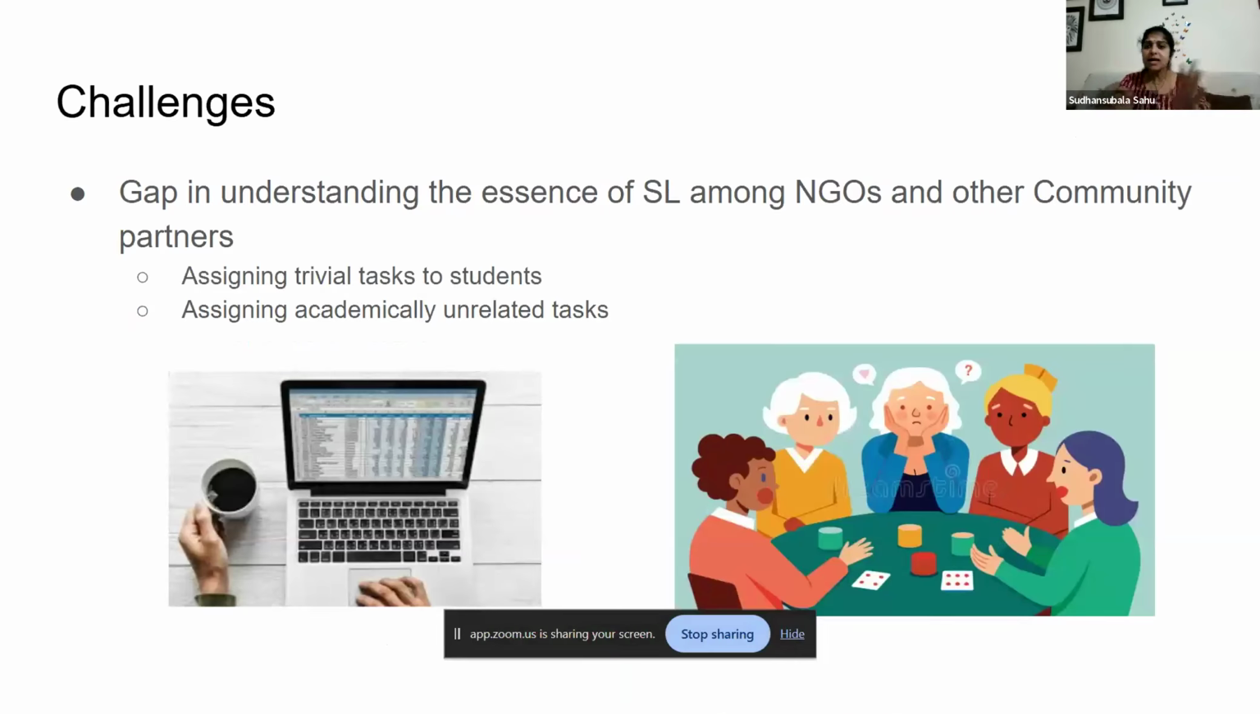Yeah, and some of the challenges that I have faced over these years are with some organizations who do not understand the real meaning of service learning. They often end up assigning our students some trivial or academically unrelated task. For instance, they ask them to do data entry, which is not related to what they are studying in the classroom. And secondly, I remember one organization which works for senior citizens asked our students to come every evening and play cards with the senior citizens. I thought it was just one day, but that continued every day. And I was very disappointed with the way the 20 hours were spent for their service learning. It was not adding to their learning at all.